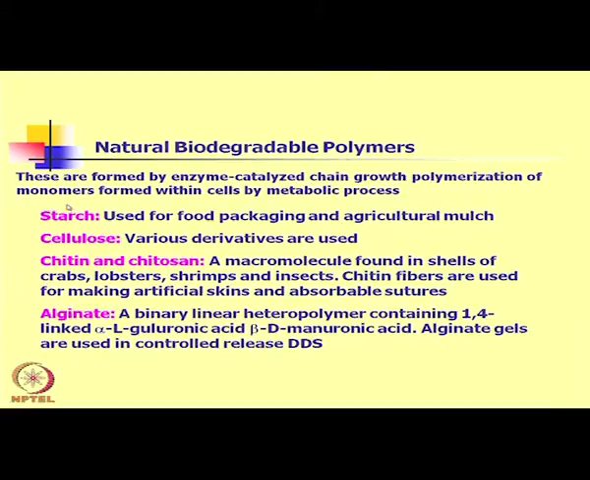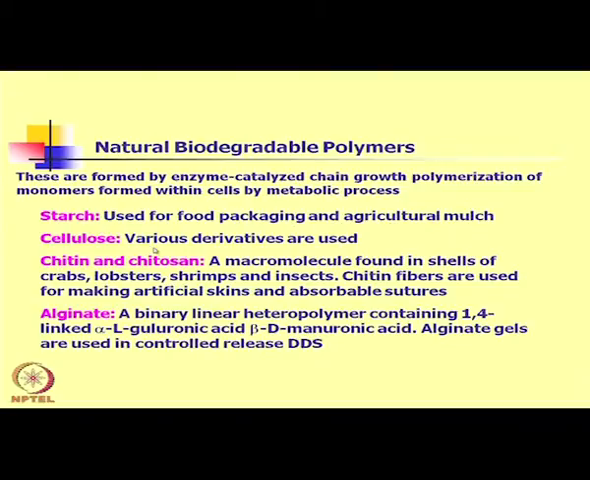Now, these polymers, say starch, cellulose, chitin, chitosan or bacterial polysaccharides, particularly these bacterial polysaccharides, are formed by enzyme catalyzed chain growth polymerization of monomers formed within cells by metabolic process. Starch is used for food packaging and agricultural mulch.